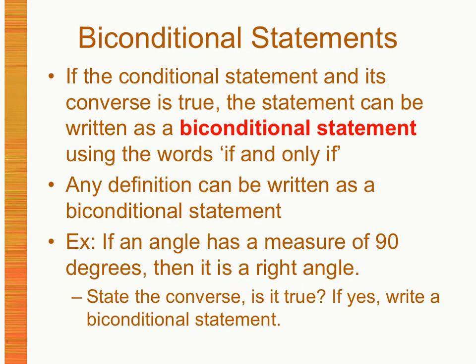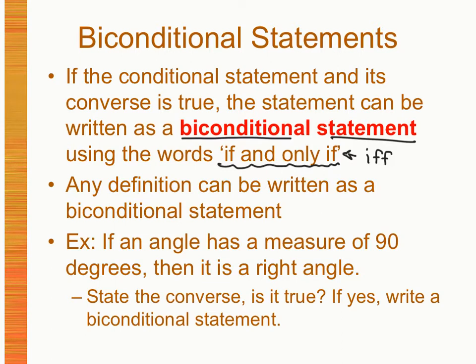This is called the biconditional statement. If the conditional statement and its converse are both true, then the statement can be written as a biconditional statement. What we're going to do is take out the word if, take out the word then, and join the hypothesis and the conclusion with the words if and only if. When you're writing these sentences, you can abbreviate this as IFF, which stands for these four words, if and only if.